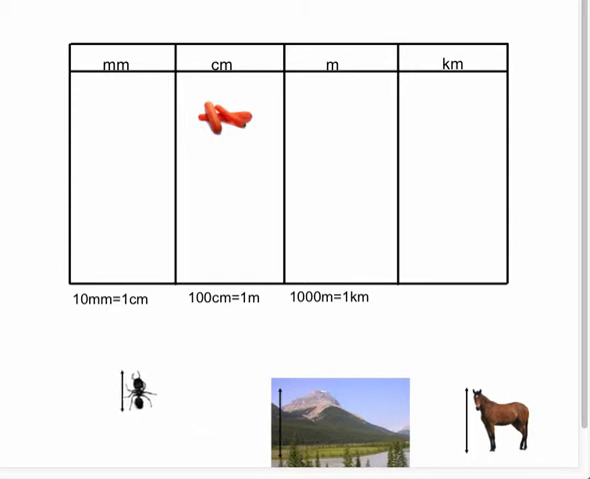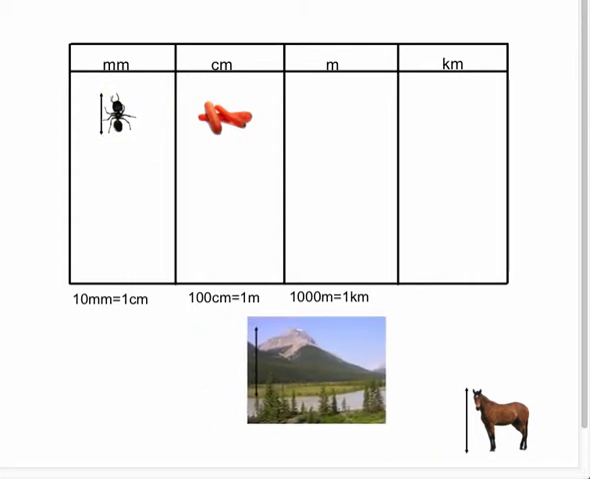If we look at an ant, think about a real ant, kiddos, and how tiny they are. Sometimes when you see them, they're so small you almost don't notice them. I would probably put the ant in the millimeter section, although there are some bigger ants where maybe we could use centimeters. For now, we're going to leave them in the millimeters.